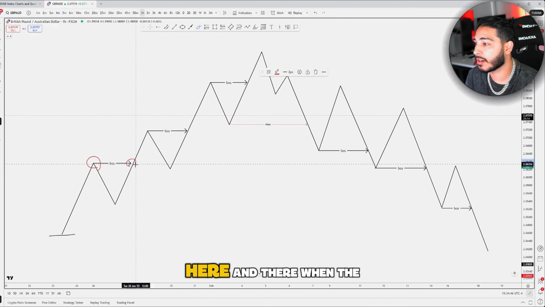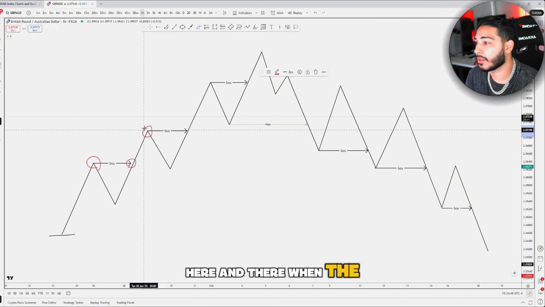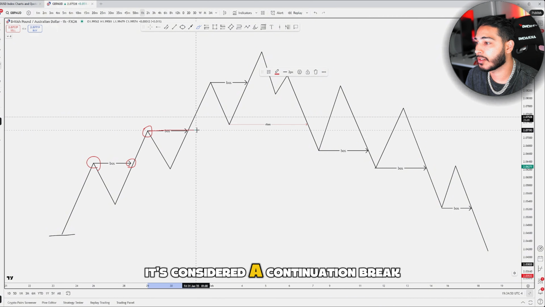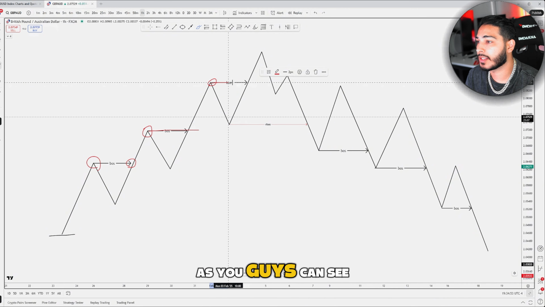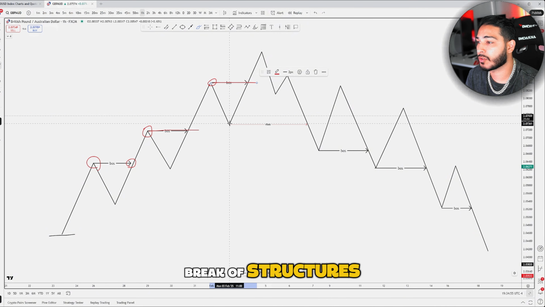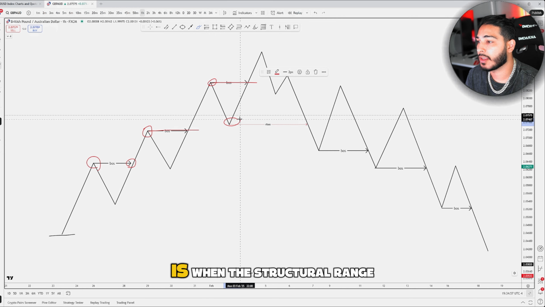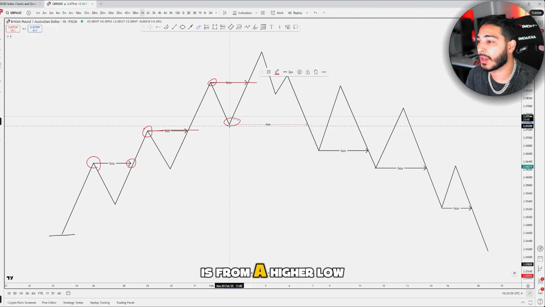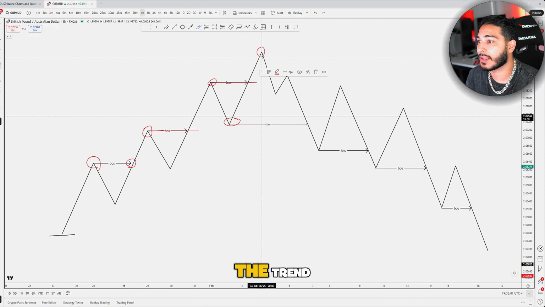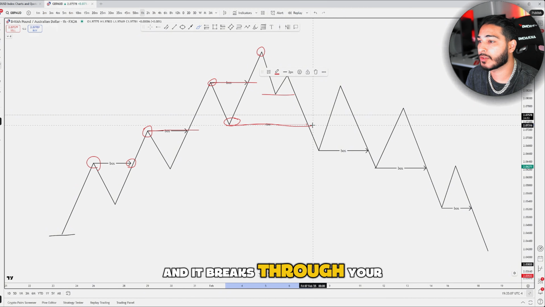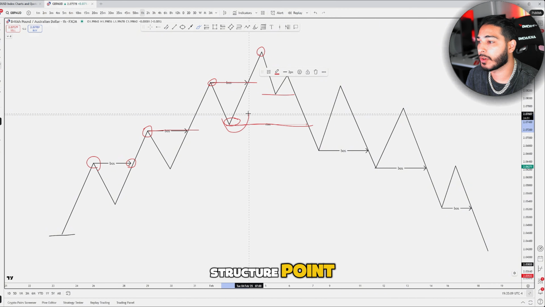When the previous high gets taken out, it's considered a continuation break of structure, as you guys can see here. And then we have reversal breaks of structure. A reversal break of structure is when the structural range is from a higher low to the highest high in the trend, and price fails to go higher, and it actually comes down and breaks through your structure point.